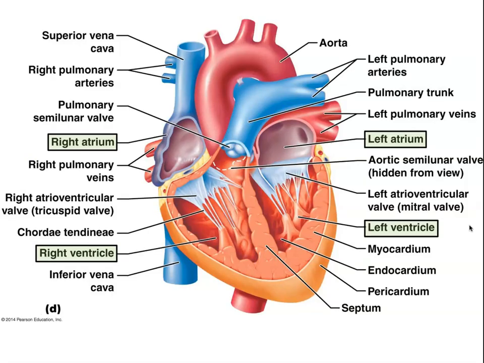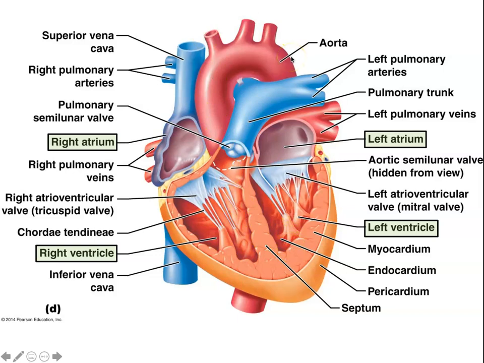So here is just a better diagram of those different regions of the heart. Here we have the right atrium, which is receiving blood from the body, dropping down into the right ventricle, going out to the lungs. Once we get to the lungs, we're going to pick up oxygen, drop off carbon dioxide. We're going to come back through the left pulmonary veins into the left atrium, drop down into the left ventricle, where we're then going to pump out into the rest of the body.